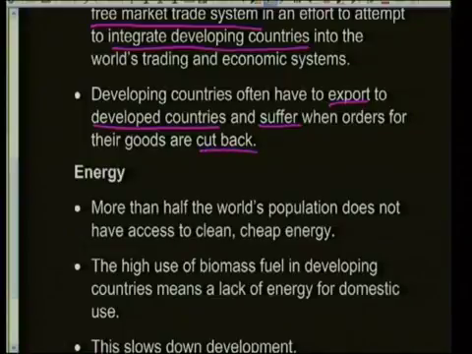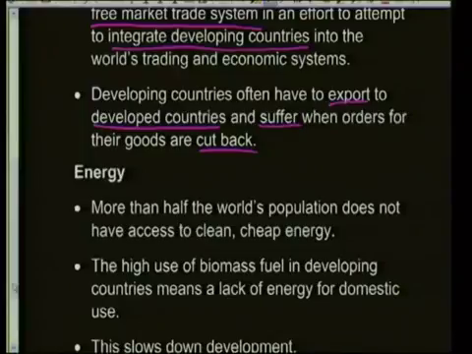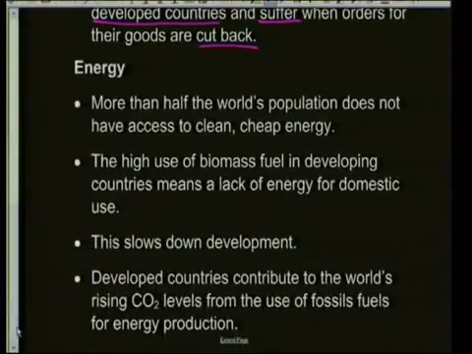So these developing countries are exporting their raw materials to the developed world. But as soon as the developed country can obtain the same resource at a much lower rate from another country, they automatically stop their orders. And this impacts those developing countries very, very badly.